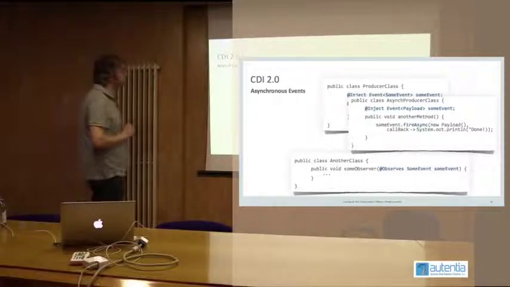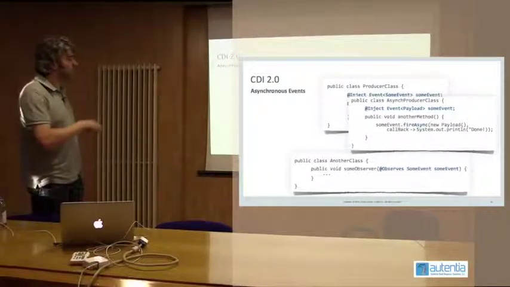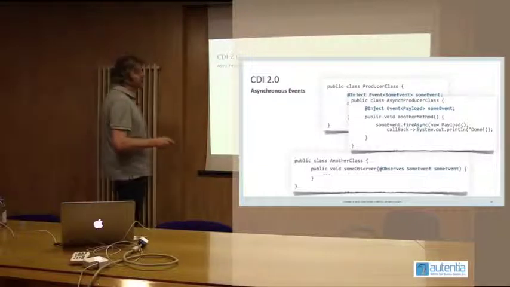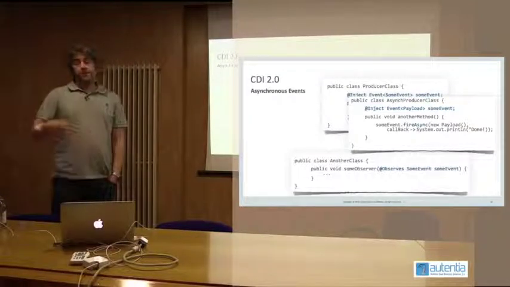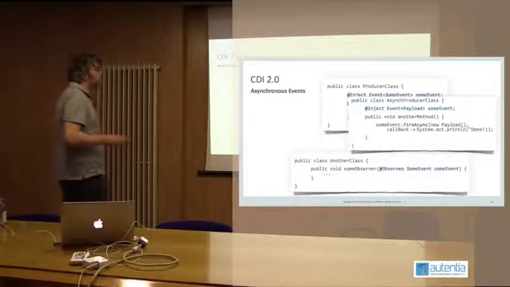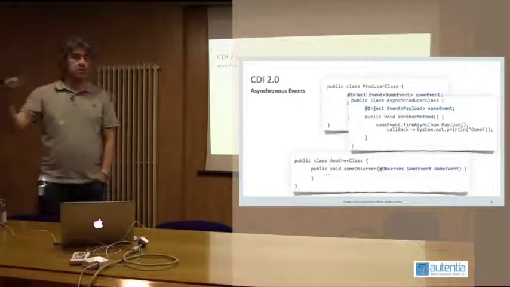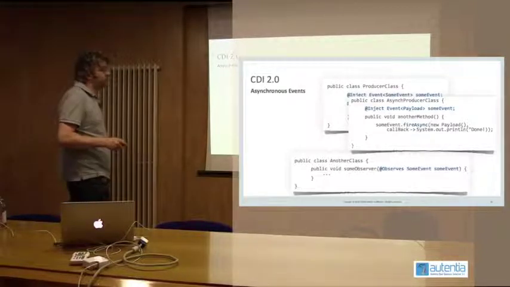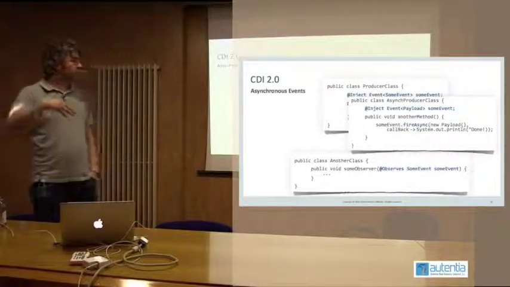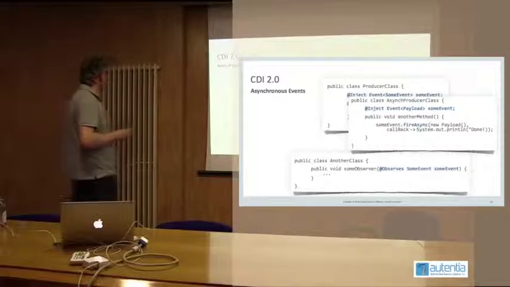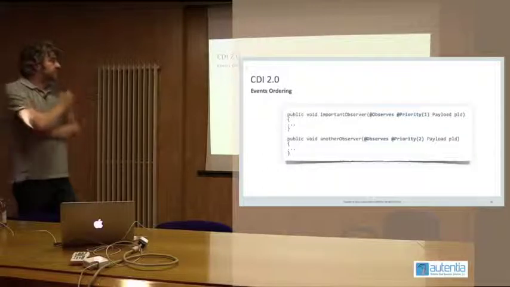What they would like to do in CDI 2 is add asynchronous capabilities. It would look like this. We will have a new method, fireAsync, to fire an event in an asynchronous way. What we would get in return is a Java SE 8 CompletionStage, so we can see what is happening over time. We would have the ability to pass it some executor services, so it will give us some control on how those events will be handled, and so on.